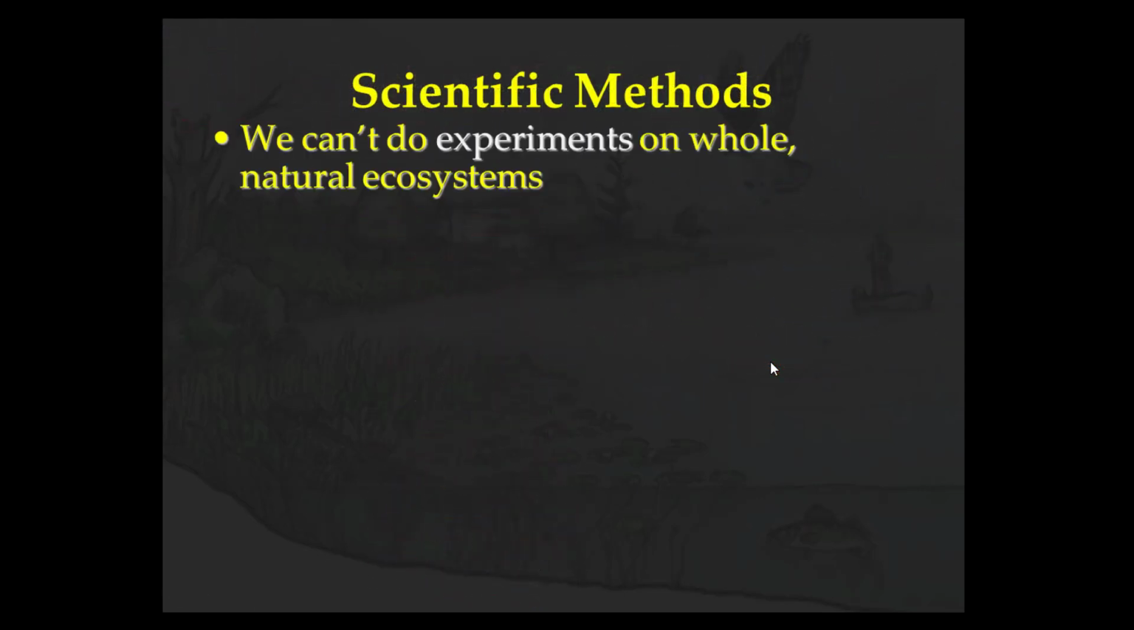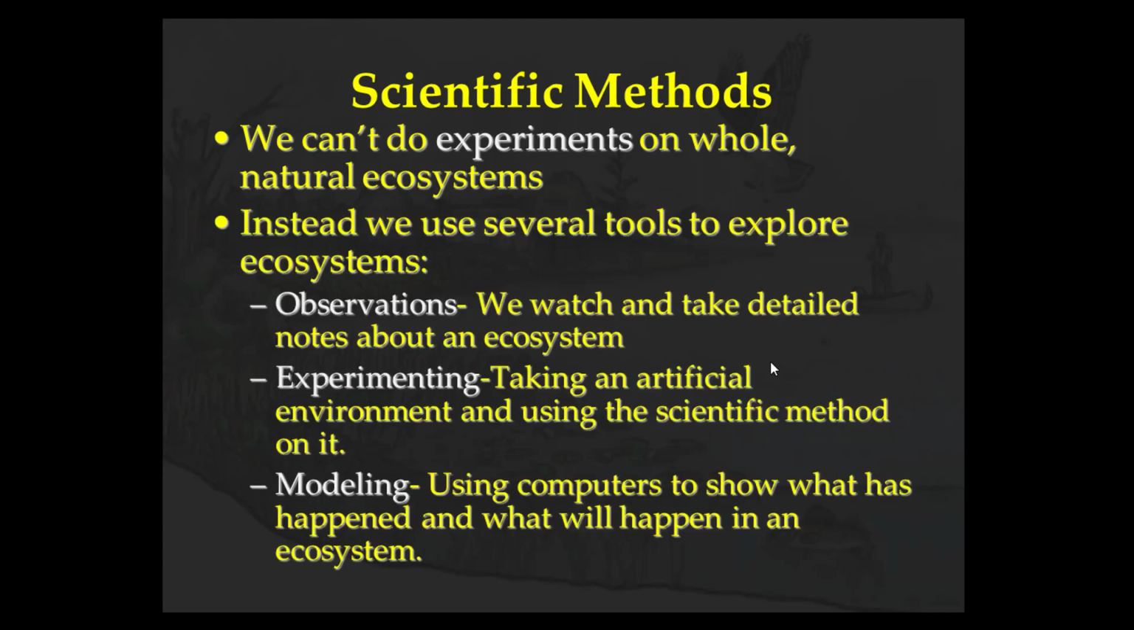What is the scientific method? We can't do experiments on a whole natural ecosystem. We have to devise experiments and use different tools to study and explore an ecosystem. For this method, we first carry out observation. We watch and take detailed notes about an ecosystem. Then we do experimenting, taking an artificial environment and using the scientific method on it.